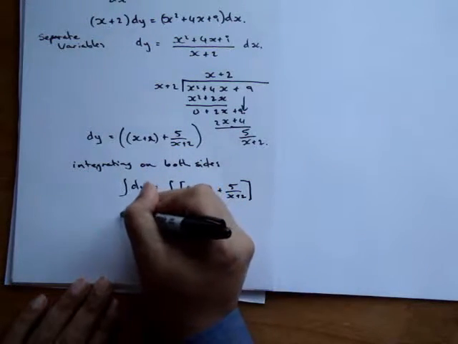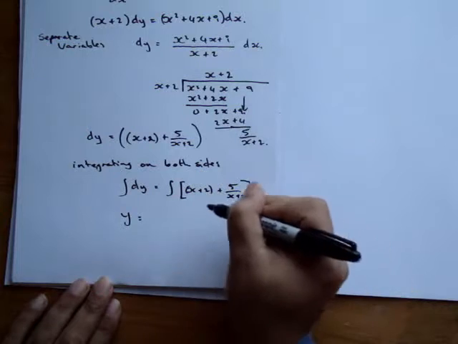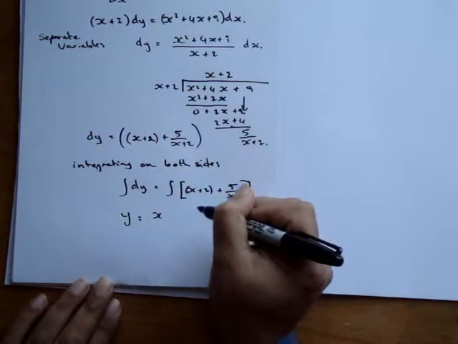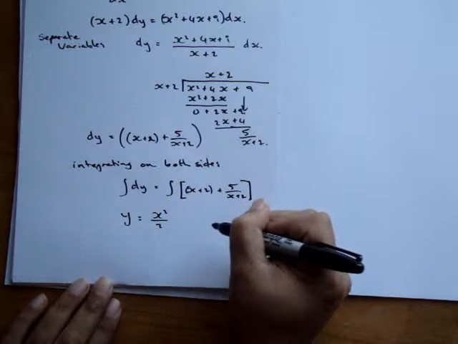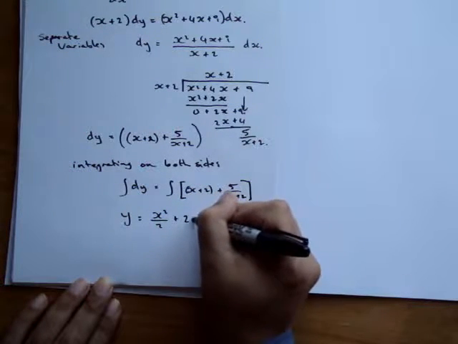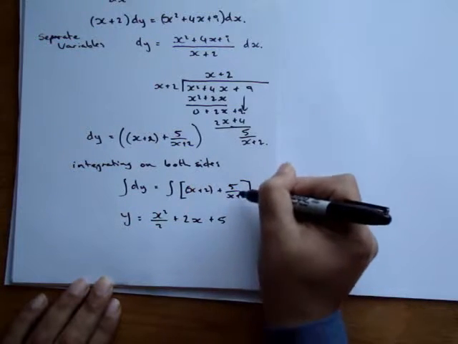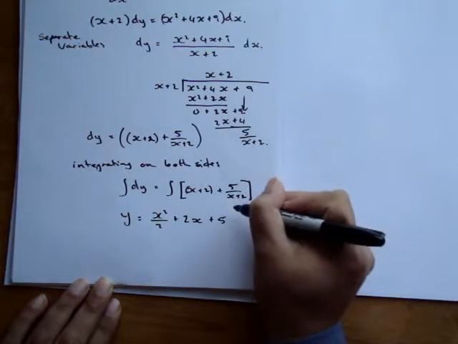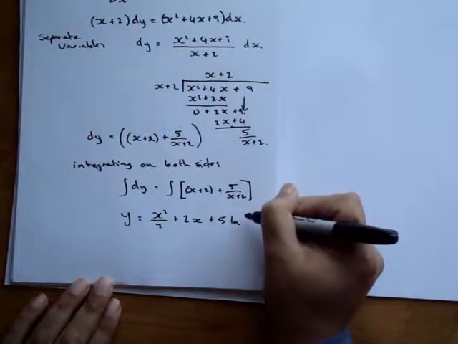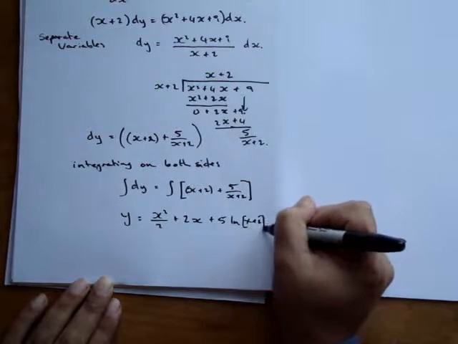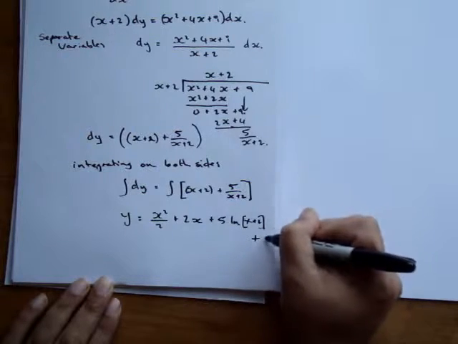So this becomes y equals x squared over 2 plus 2x when we integrate the x plus 2, and 5 over x plus 2 is a natural logarithm, so it's 5 natural log of x plus 2, and don't forget the plus constant.